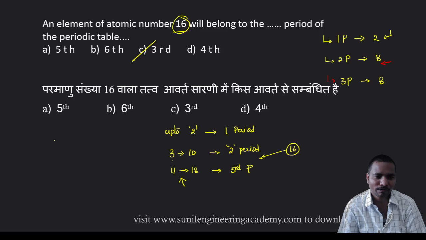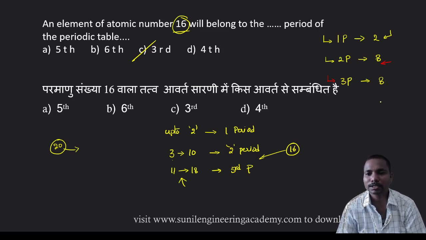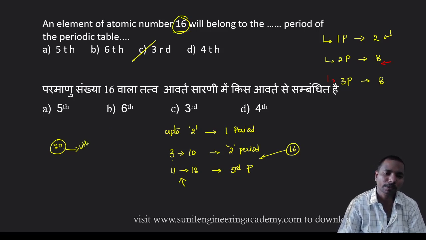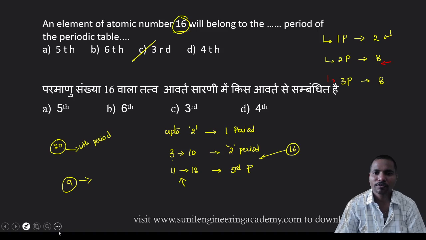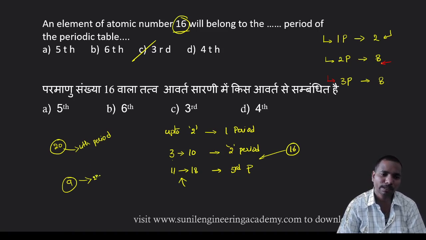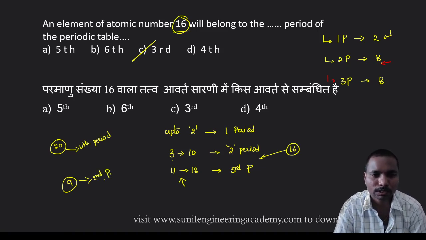For example, if they have given atomic number 20, which period is it in? 8 plus 2, 10, 10 plus 8, 18. So up to 18 we have the third period. More than 18 means it is in the fourth period. Like that you will get the answer. For example, if atomic number 9 is given, which period is it in? Up to 2, first period. From 3 to 10, second period. So it belongs to the second period. Like that you can give the answer.